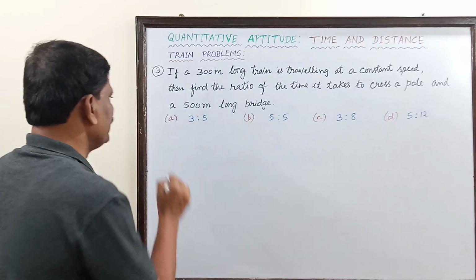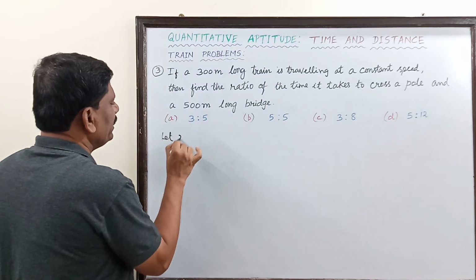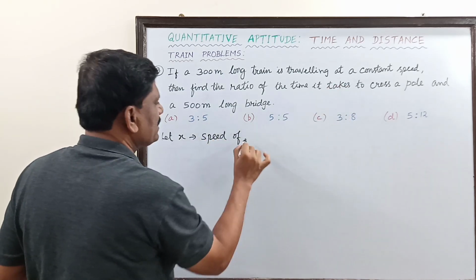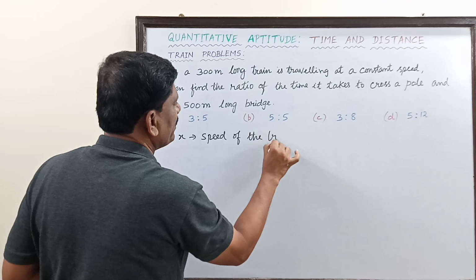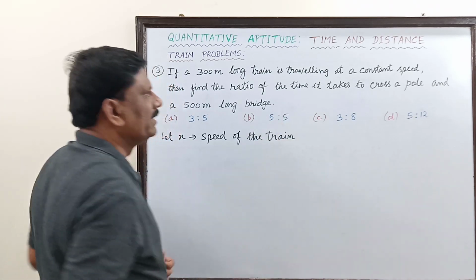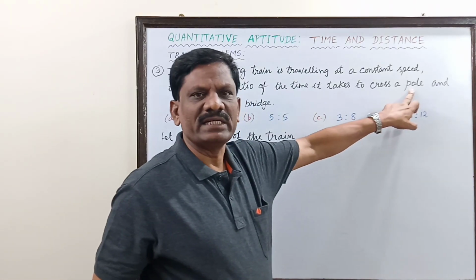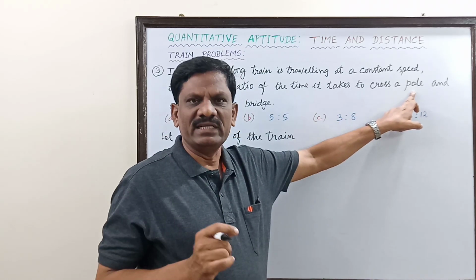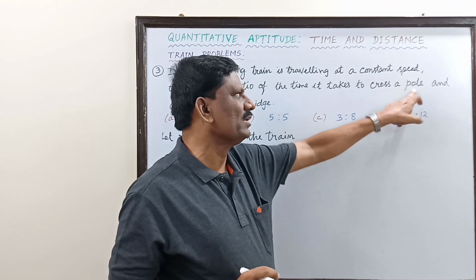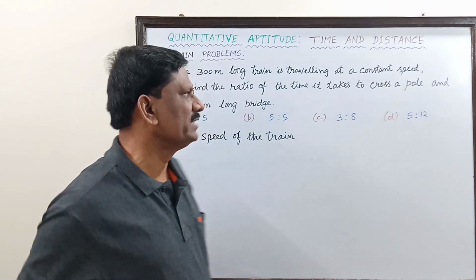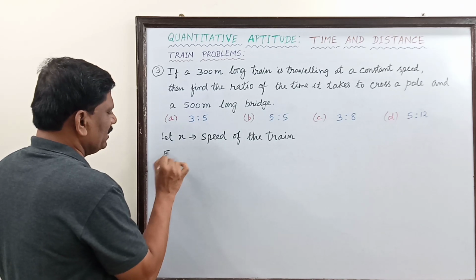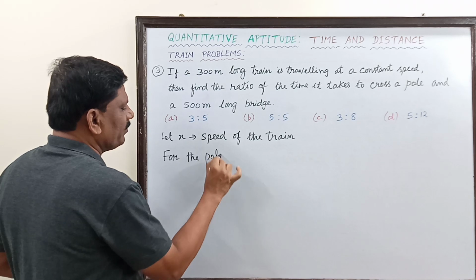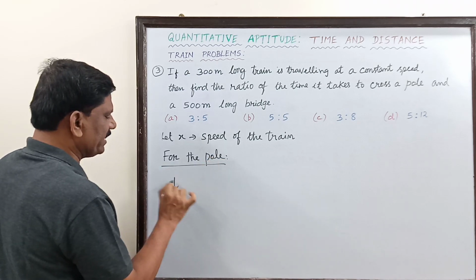In such a situation, let us take x be the speed of the train. So let x represent the constant speed of the train. And a pole is a fixed object, is it not? The pole is stationary and it is also a point object. Its length is negligible. Therefore, I consider the pole as a point object. And let the time taken for crossing the pole be t1.